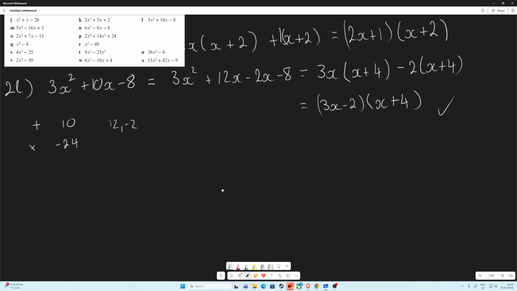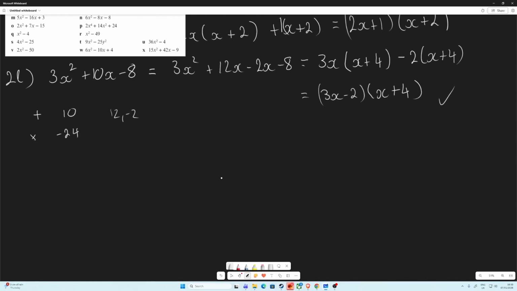2m. So we have 5x squared minus 16x plus 3. Let's find two numbers that add to negative 16 and multiply to 15. That's minus 15 and minus 1.